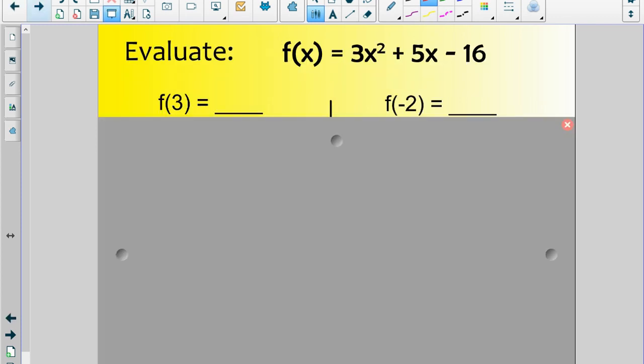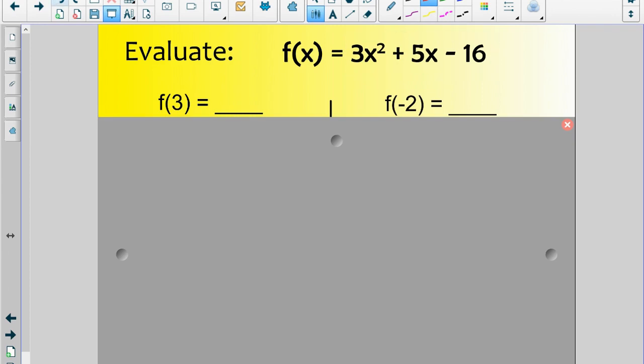So let's take a look at evaluating. It's pretty basic, pretty straightforward. It's just a matter of keeping things straight, following PEMDAS, and double checking on a calculator if you need to. So for our first one, we have the polynomial right here. That's really what we're evaluating. 3x squared plus 5x minus 16. So 3 times the x value squared plus 5 times the x value minus 16.